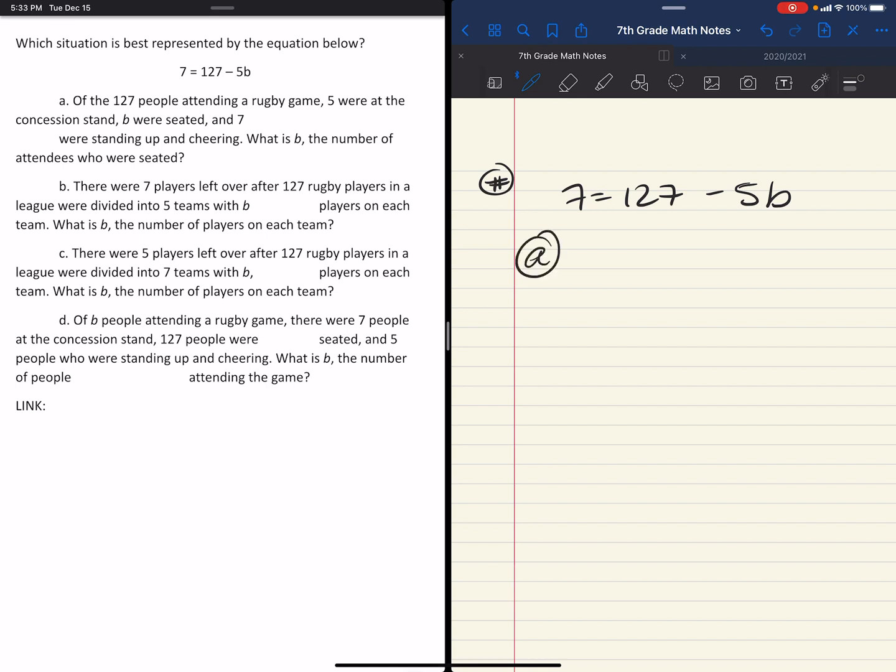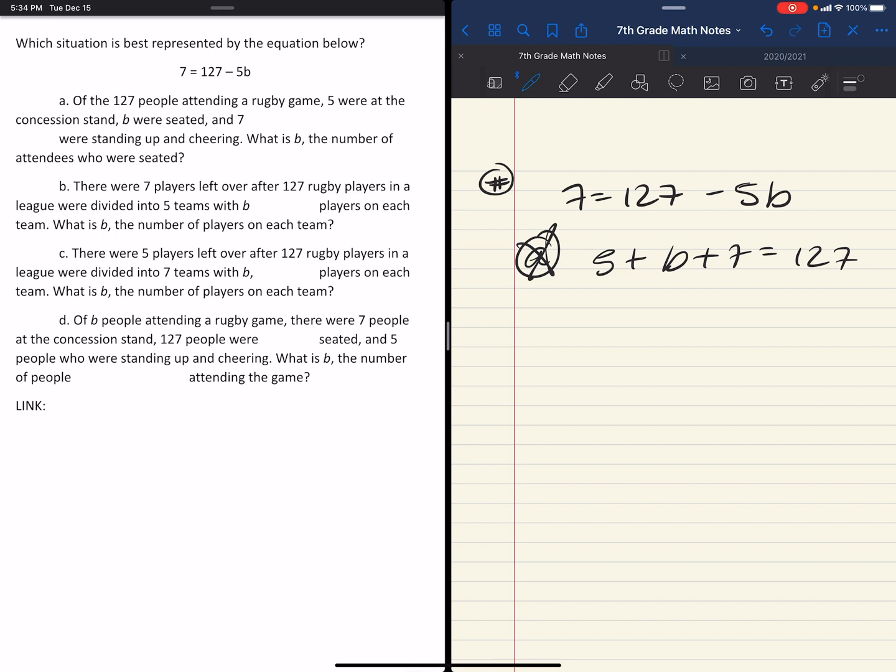So A is, of the 127 people attending a rugby game, 5 were at a concession stand, B were seated, and 7 were standing up and cheering. What is B, the number of attendees who were seated? Well, to solve this, thinking logically, I would do 5 plus B plus 7 should give me 127. And that has nothing to do with B multiplying -5, subtracting from 127, and resulting in 7. Like, that has to be my end, right? Like my total. So A cannot be my answer.